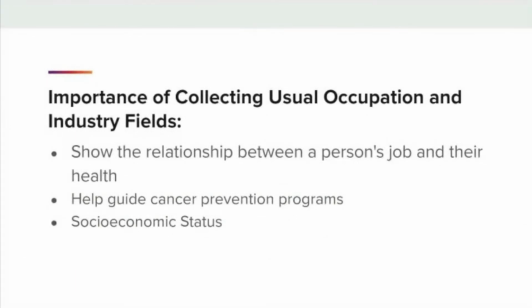There are many reasons why we collect this information. It can be helpful to researchers and cancer prevention programs. By proper documentation, it may show how a person's job is related to their health by identifying potential work-related health hazards and illnesses. This information can also be used to help guide cancer prevention programs, which could lead to early detection or prevention of some work-related cancers. NAACCR tells us that this can also be used as an additional measure of socioeconomic status.